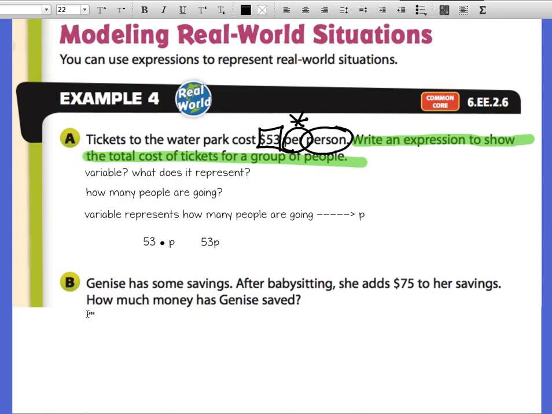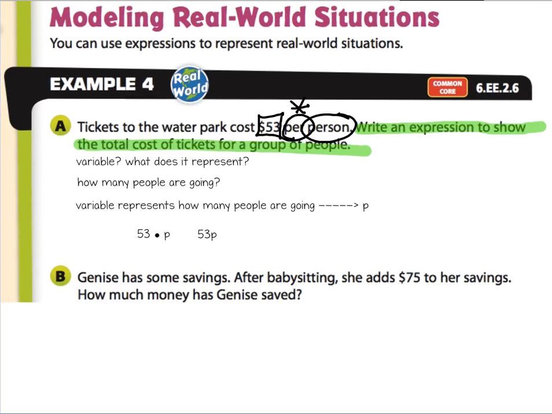All right. Janice has some savings after babysitting. She adds $75 to her savings. How much has Janice saved? All right, so how much has Janice saved? She has some savings. So some is what we don't know.